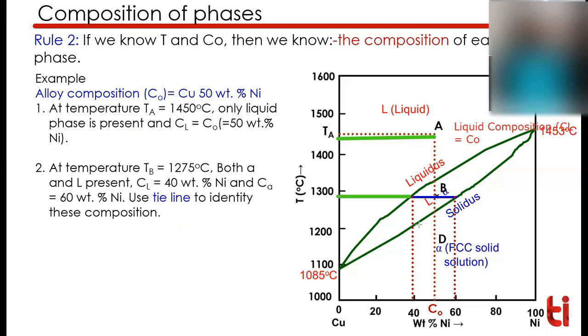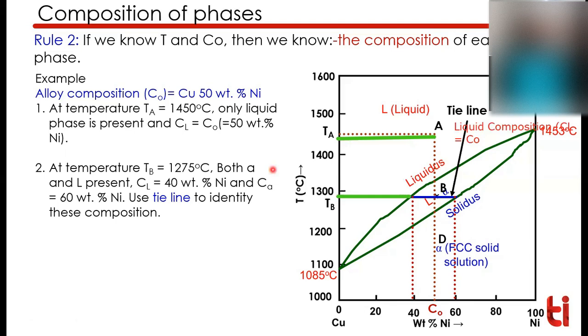Now at 1225, I have drawn a line which is intersecting liquidus and solidus. From there, I have drawn the dotted line which is intersecting my x-axis. Okay. So that line which I have drawn from liquidus, that represents the alloy composition.